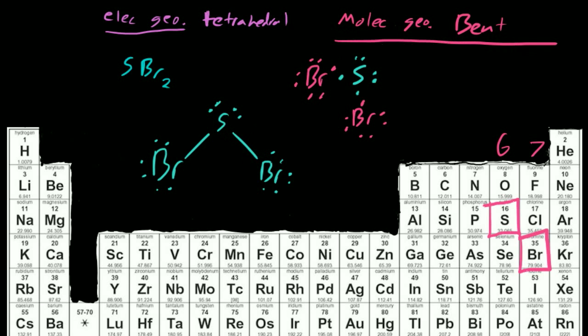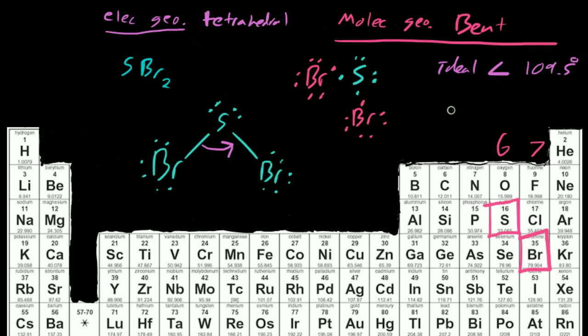So now let's figure out what is our ideal bond angle. We've got tetrahedral electronic geometry, which means that the ideal bond angle between these 2 bonds is going to be what? It's going to be 109.5 degrees, right? Because that's what the bond angle is in a tetrahedral structure.